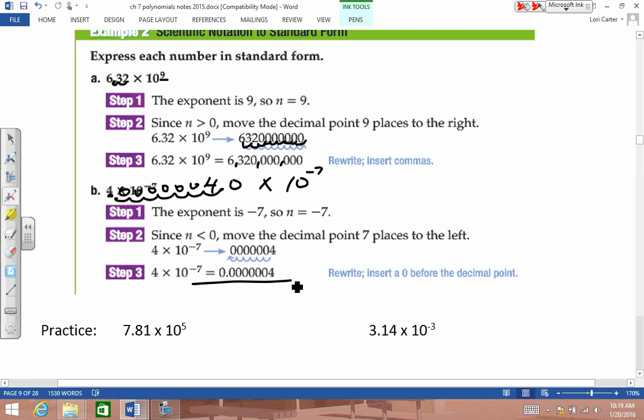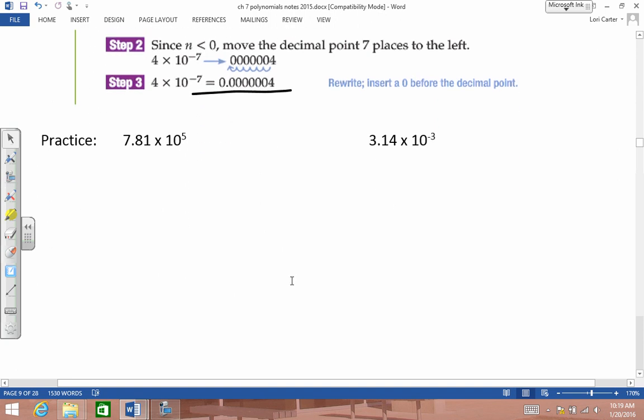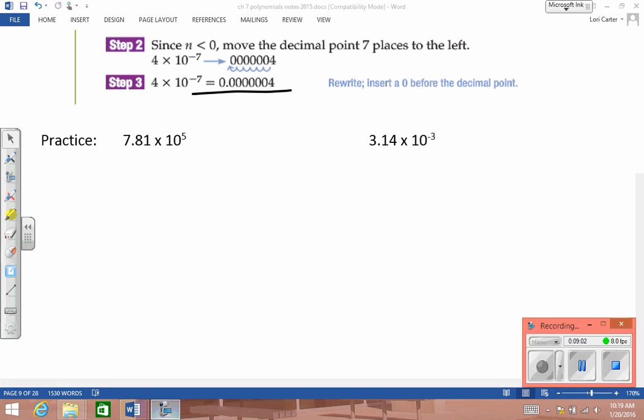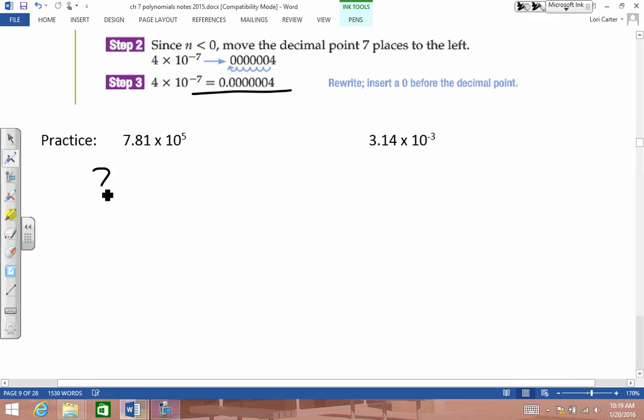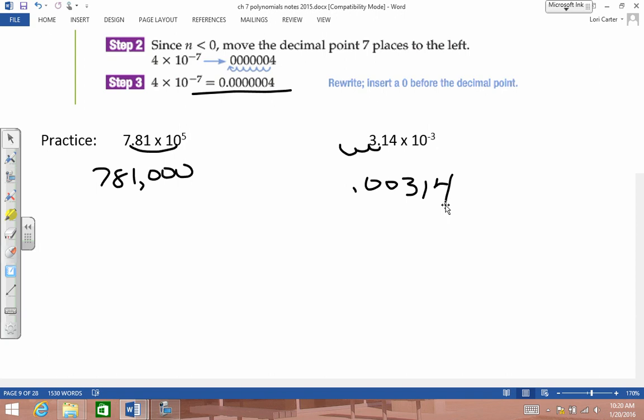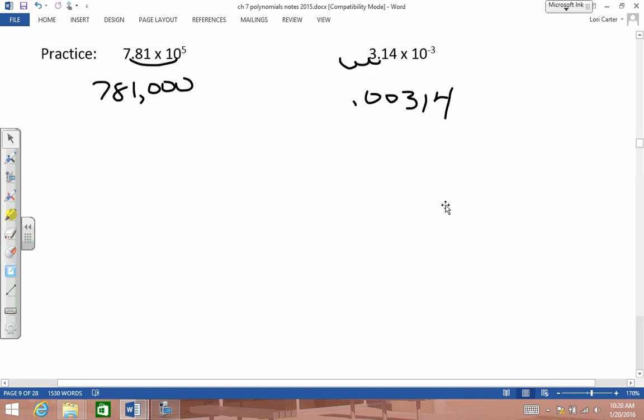Okay, you have 2. Let's get them done. Check with your neighbors, by the way. All right, what's your answer here? 781,000. You moved your decimal 5 spots. Everyone remembered their comma? All right, next one. I moved the decimal which way? To the left. How far? 0.00314. What is 3.14, by the way? Pi. I'm just checking. That's not pi though. March 14th is rounded.